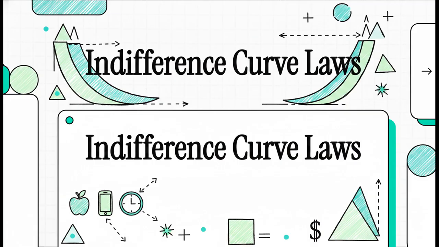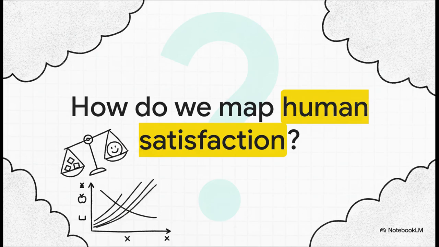Well, today we are going to break down exactly how economists visualize our satisfaction using geometry, focusing specifically on the properties of what we call an indifference curve. I want you to pose this core problem to yourself for a moment. How do we map human satisfaction? It's a completely psychological concept, right?